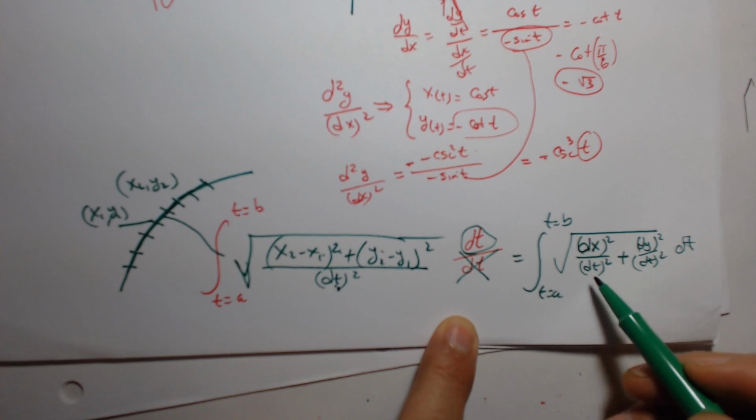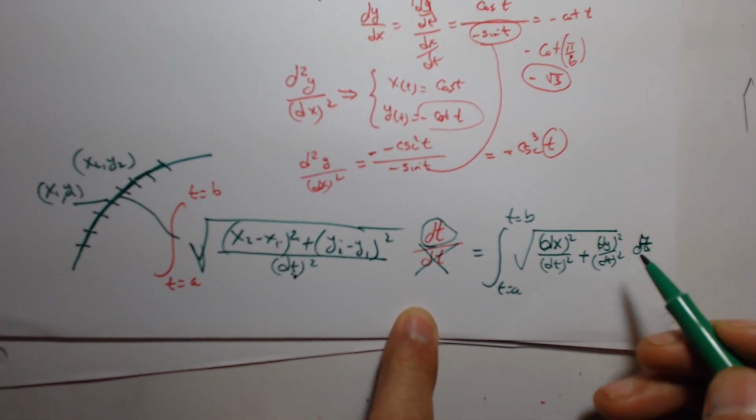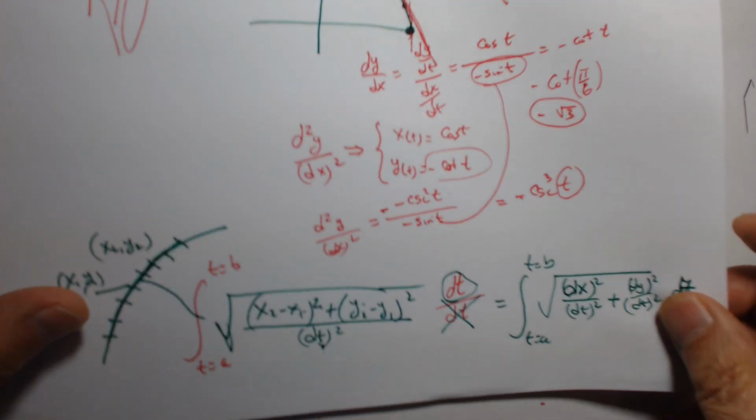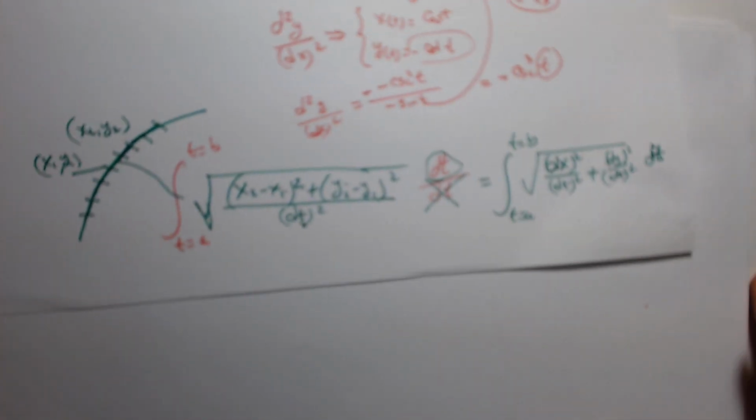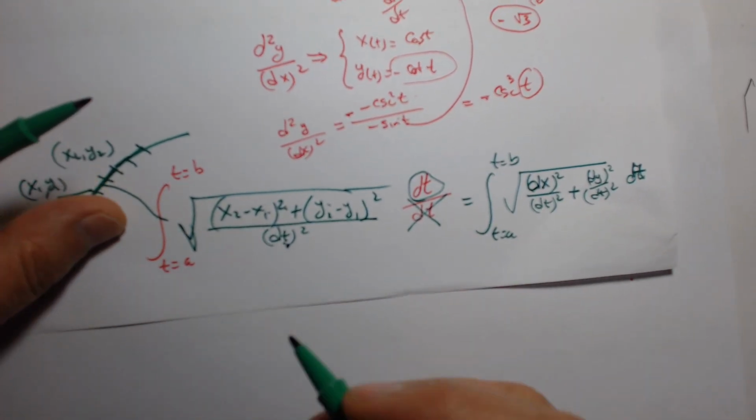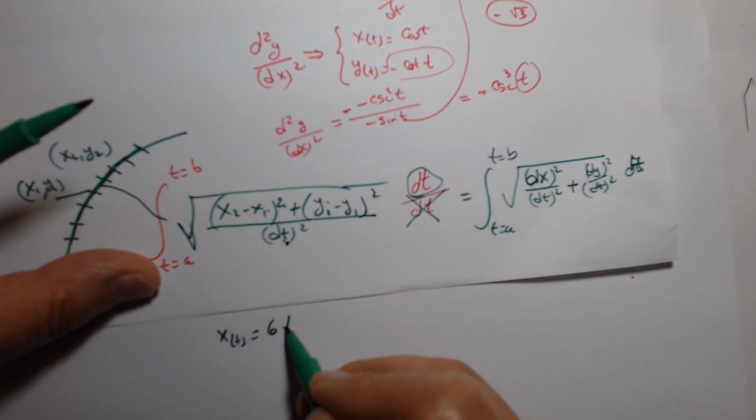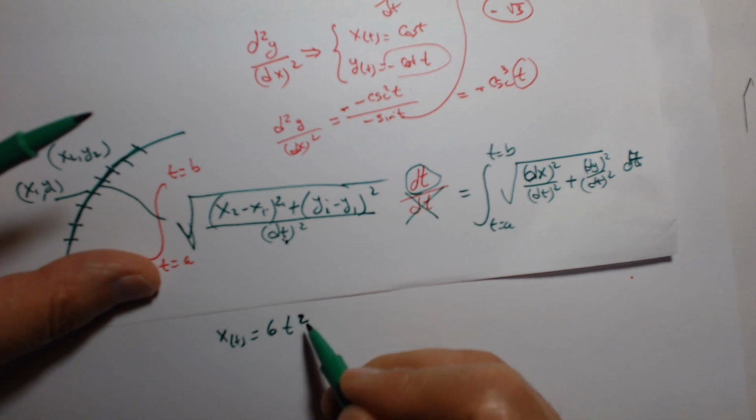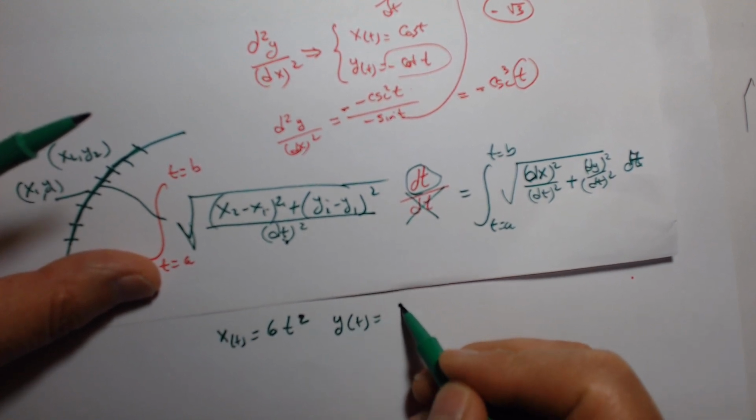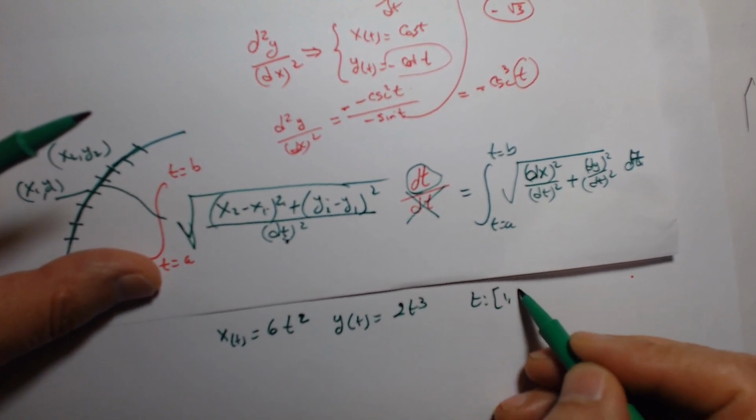Therefore, that's nothing except the sum of all the line segments when t goes from a to b, and that's the formula for the arc length. Then somebody said, can you apply that formula and solve some problems? I said, yes. I'm going to say my x of t equals 6t squared and my y of t equals 2t cubed, and I want my t to go from 1 to 4.